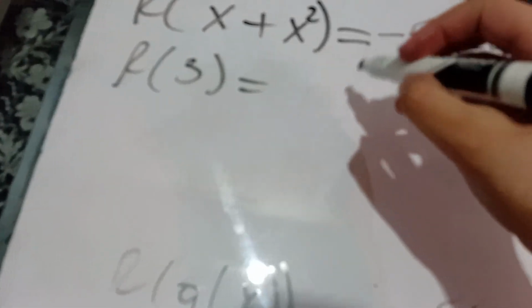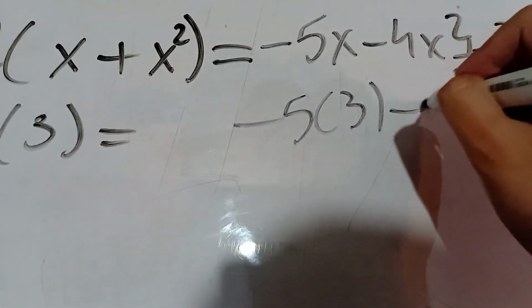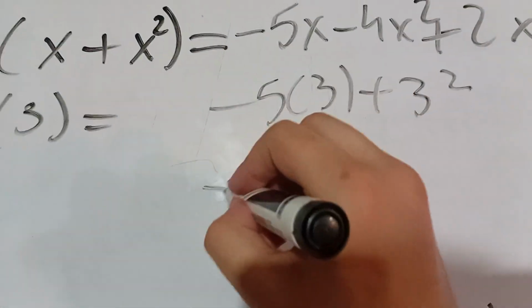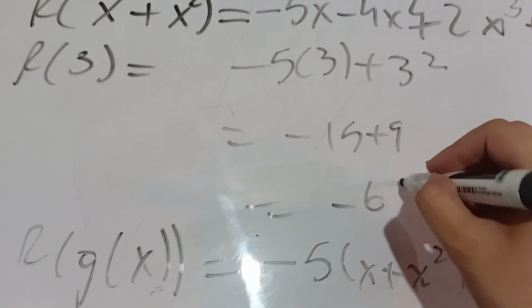So plugging in f of 3, we get negative 5 times 3 plus 3 squared is equals to negative 15 plus 9 is equals to negative 6x.